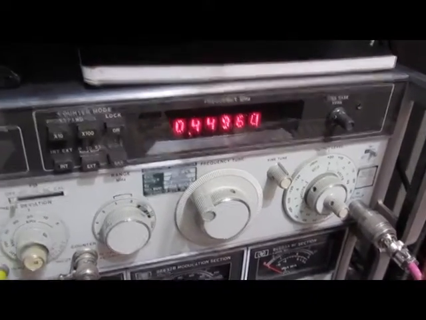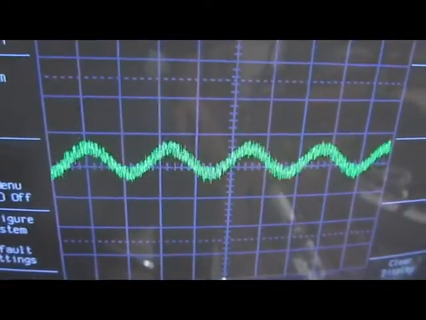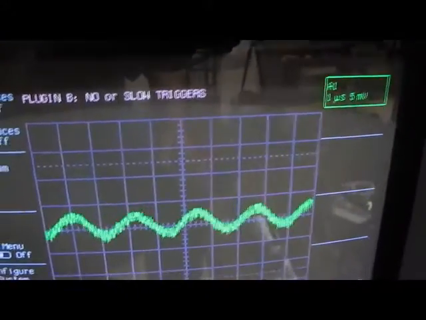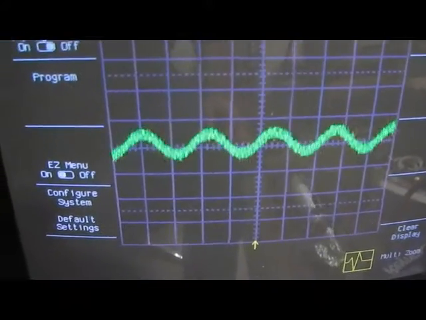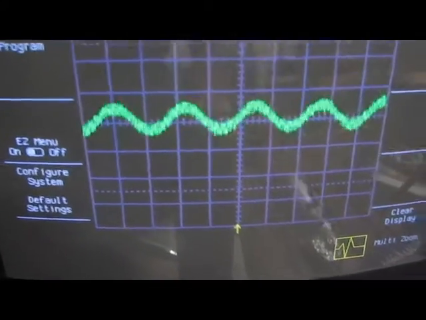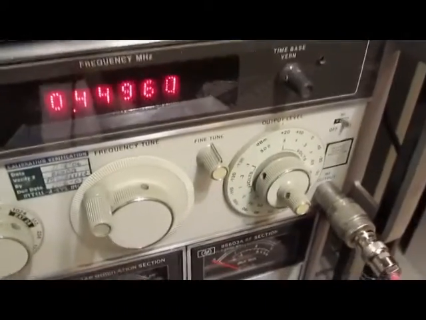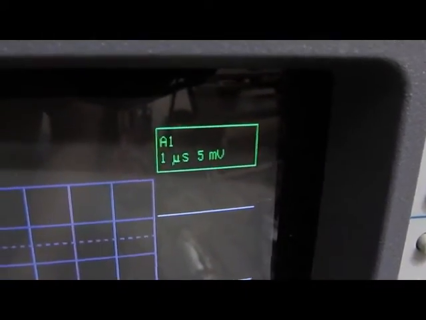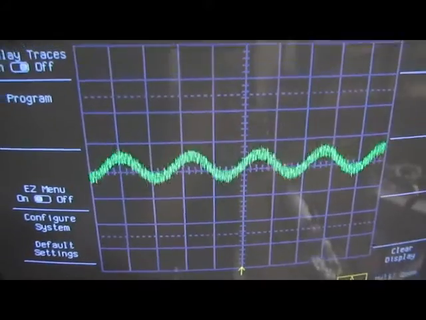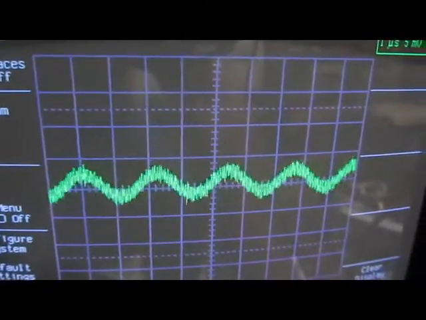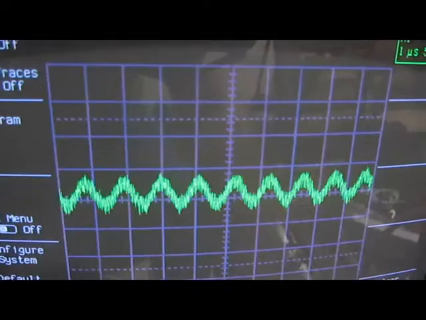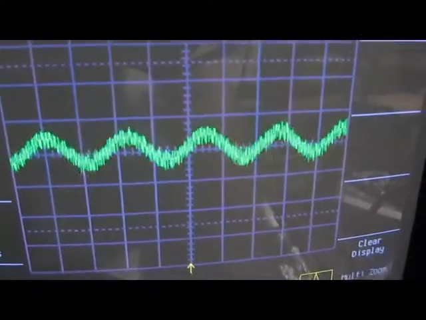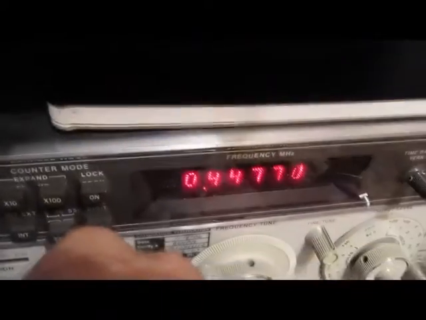Here I have the output attached to my RF generator. You can see here we're still at 5 millivolts per division. Unfortunately, the generator here can only put out about 3 volts max. At 5 millivolts per division, that's the lowest value that the scope will display. This is 447 kilohertz again.